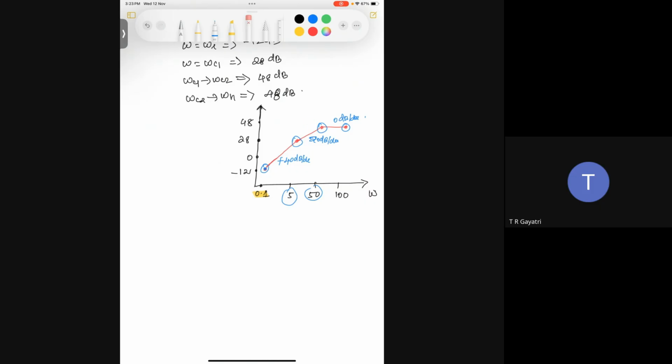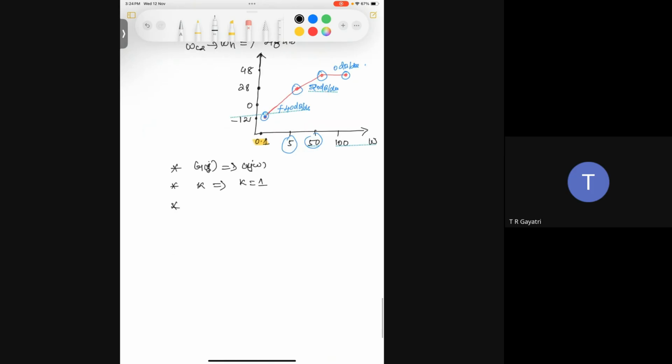So if you have any doubt, I'll just give a gist. First we will replace G of s with G of j omega. Then if there is any K, we will approximate around K equal to 1. Then we will find the corner frequencies. Then we will find the slopes, change in slopes, magnitudes, and change in magnitudes. That's it. Change in magnitudes is like adding to the old magnitudes. That's the only change. Then we'll be able to plot the Bode plot.